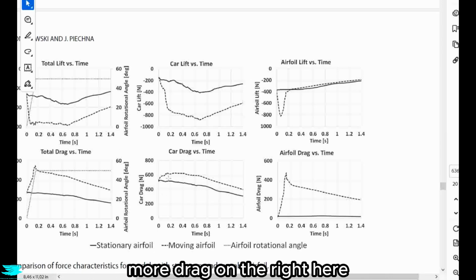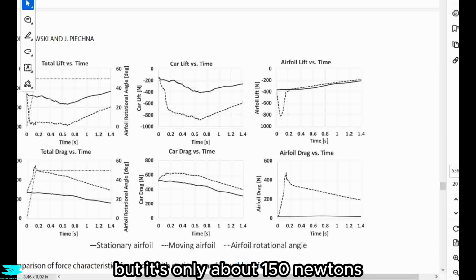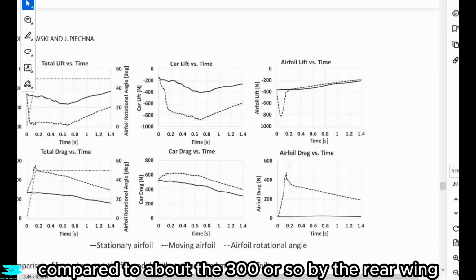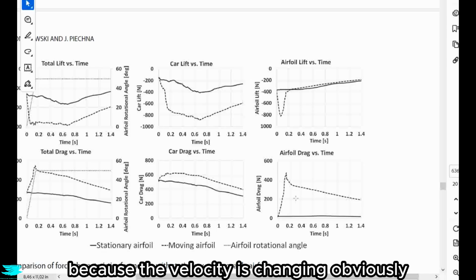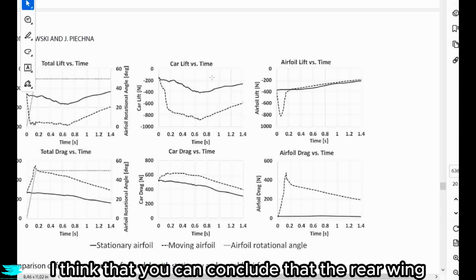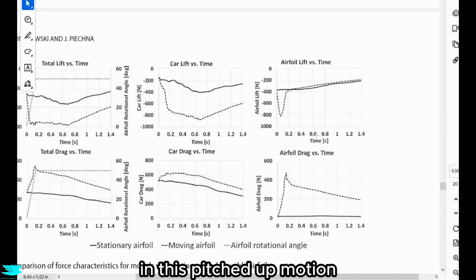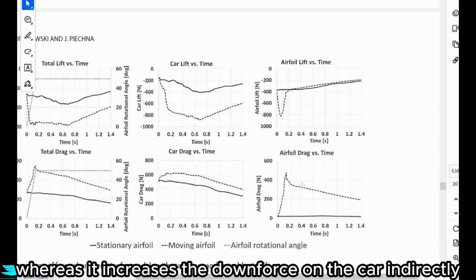In terms of the drag, we can see that the airfoil does produce a huge amount more drag on the right here, and that's great for stopping. The car also experiences an increase in drag, but it's only about 150 newtons compared to about 300 or so by the rear wing. That exact force changes with time because the velocity is changing, obviously, but that's about the average. So overall, I think you can conclude that the rear wing in this pitched up motion increases the drag a lot more just by itself, whereas it increases the downforce on the car indirectly.